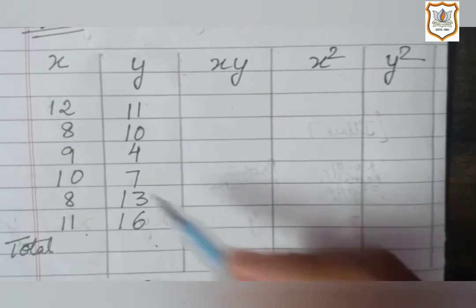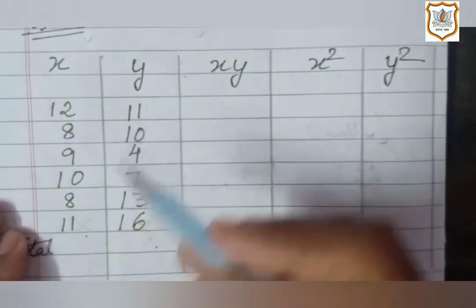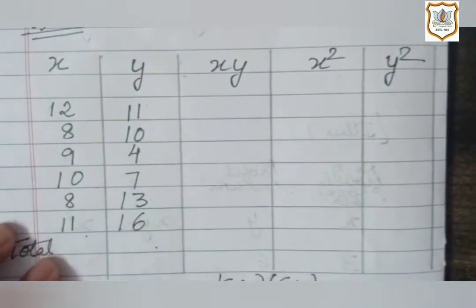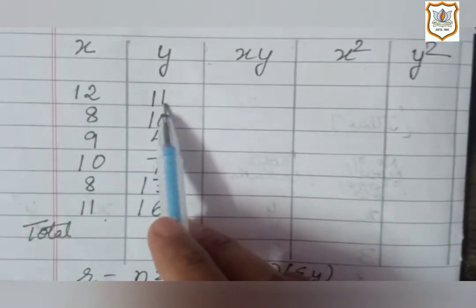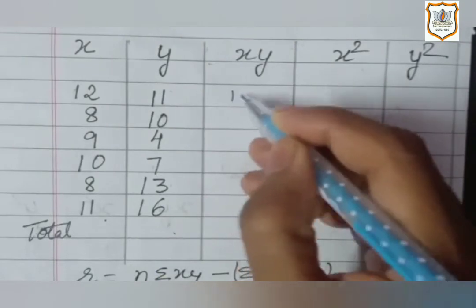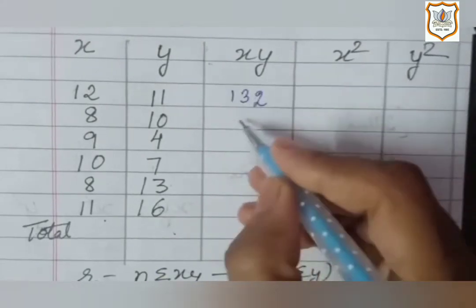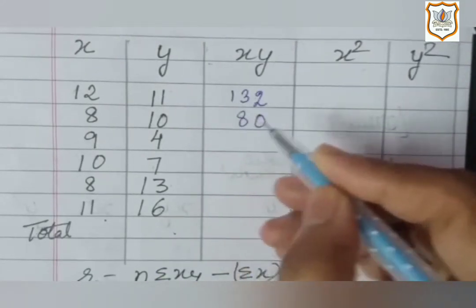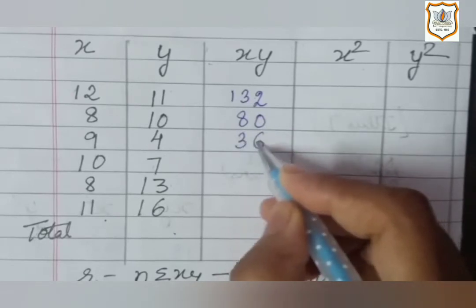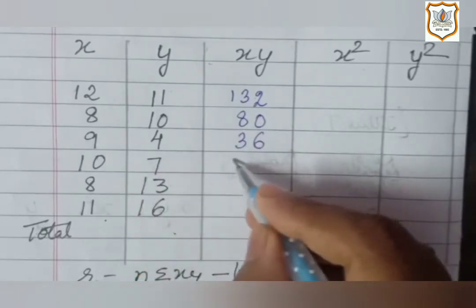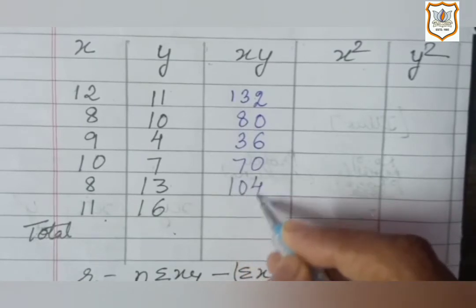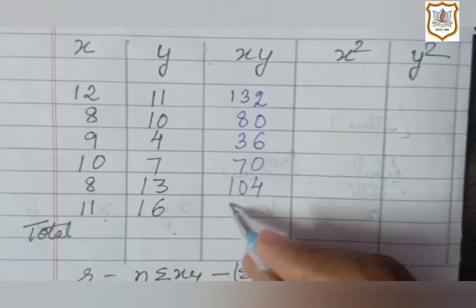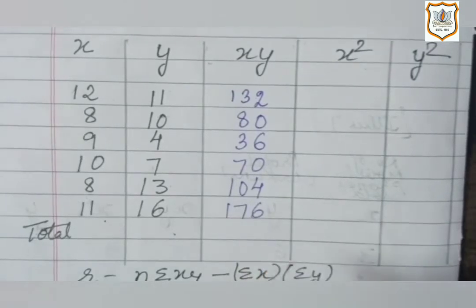Let us find the value of xy. So see, 12 into 11, when we multiply, we will get 132. 8 tens are 80. 9 fours are 36. 10 into 7, that is 70. 8 into 13, 104. 11 into 16, 176.